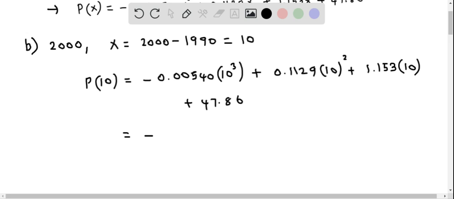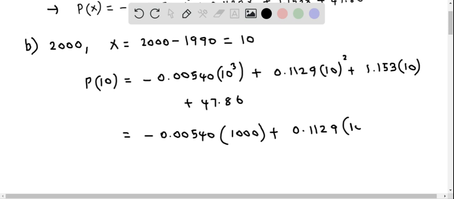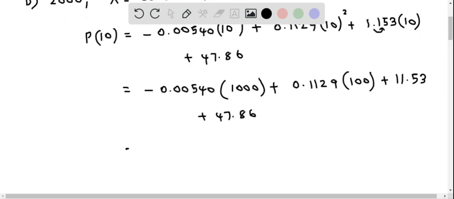So this equals a negative of 0.00540 times 10 cube, which is 1000, plus 0.1129 times 10 square, which is 100, plus 1.153 times 10. So we just have to move this decimal place 1 to the right. So this will become 11.53, and then we have 47.86. Now let's simplify and evaluate.